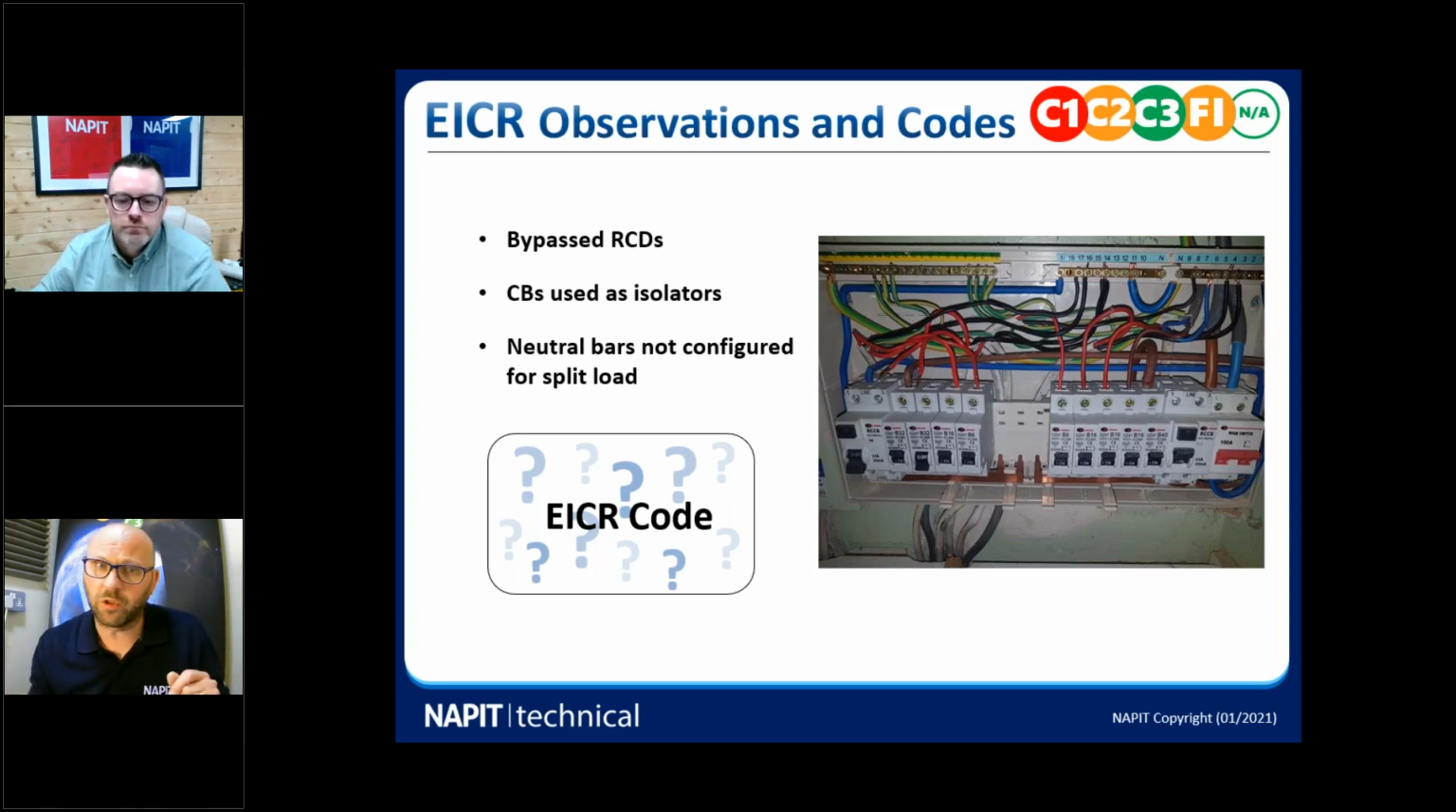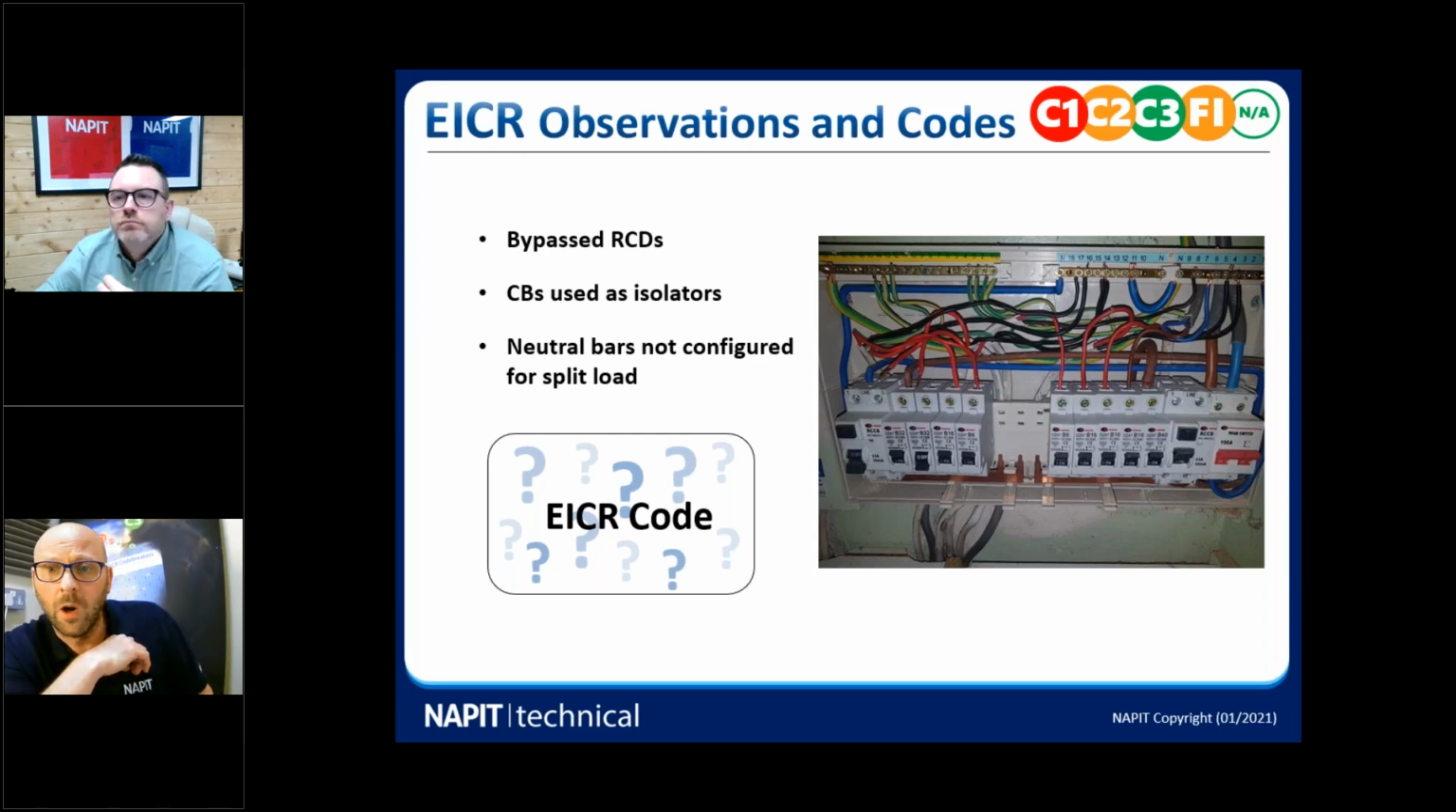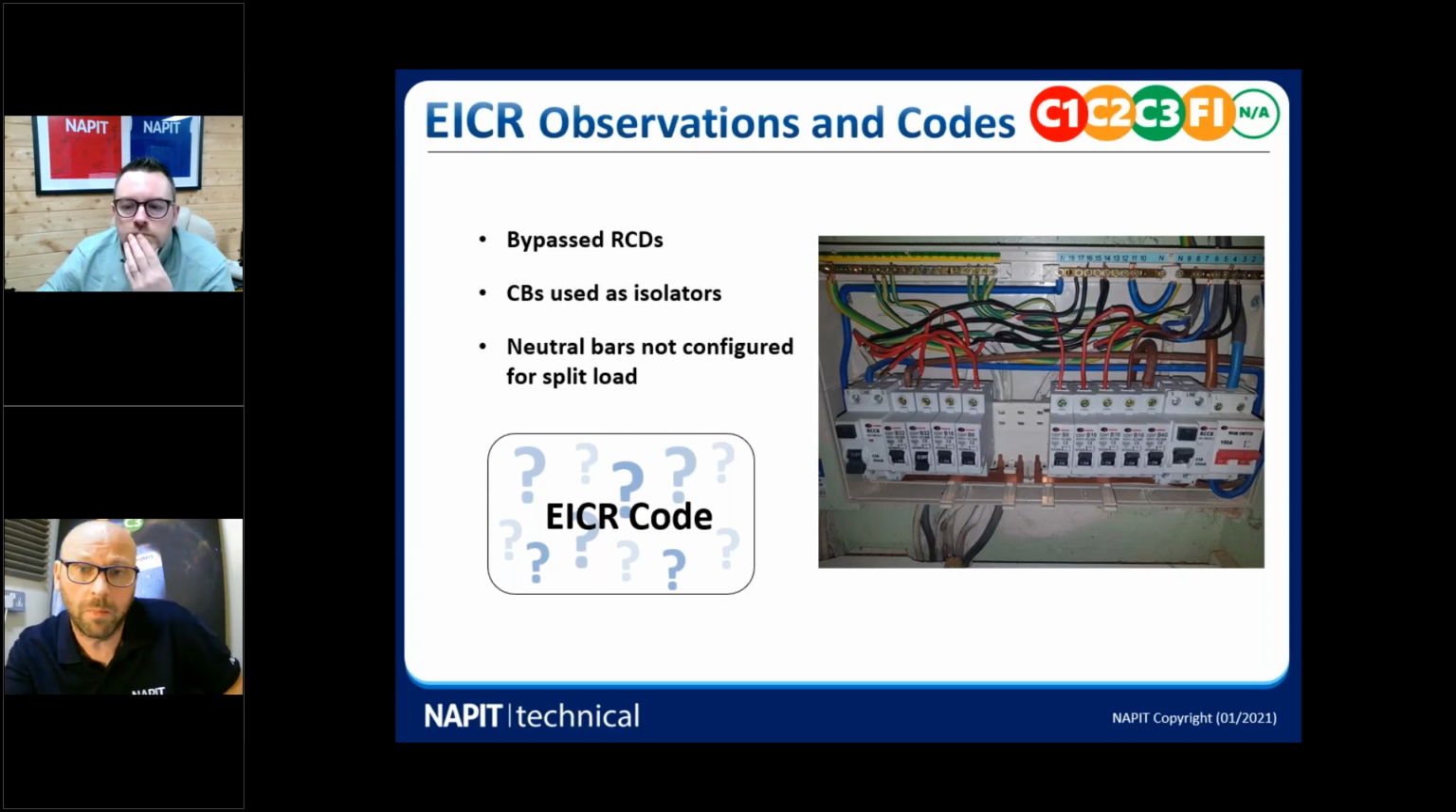So the observations: bypassed RCDs, the fact that circuit breakers are used as isolators there, and we've also got the situation where the neutral bars have been joined, so they're not split load. Therefore if you were to isolate the right hand breaker, you've still got that common connection there on the neutrals. That could cause a problem as well.